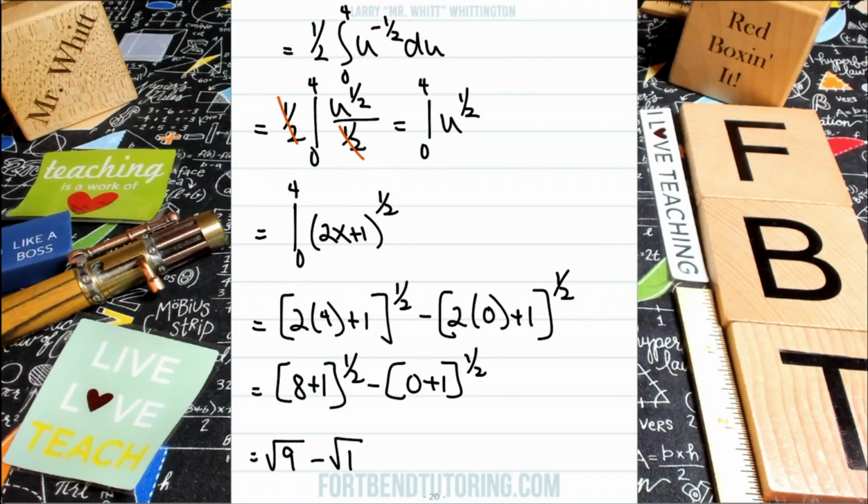Knowing that that rational exponent of 1/2 is equivalent to the square root of a value, you'll now have 3 minus 1 equals 2. And that's it. Red, box it, people. That's it. That is the answer to problem number 9.